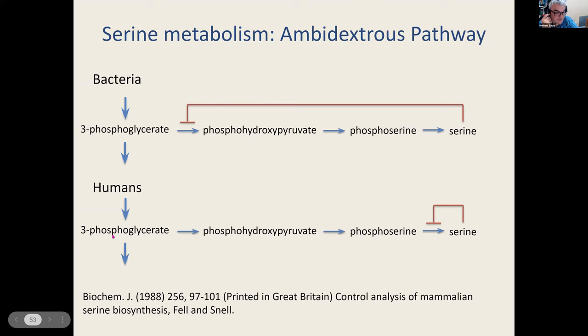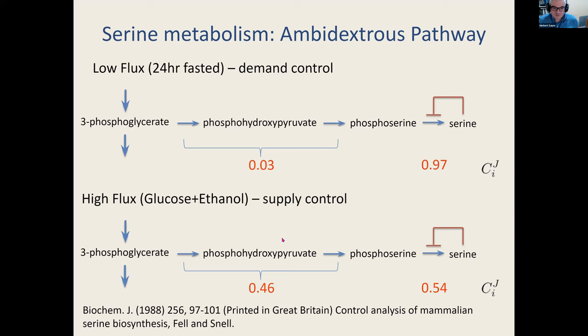And just to give you a real example that was published, this is serine metabolism in bacteria and humans. What's interesting is the regulation is very different in both these pathways for some reason. But in bacteria, serine has a negative feedback loop going all the way back to the front, whereas in humans, the negative feedback is very stunted. It's actually right on the step itself. If you measure the control coefficients in these pathways, actually just in the human one, you notice that all the control now is at the last step. Now it does vary depending on conditions.